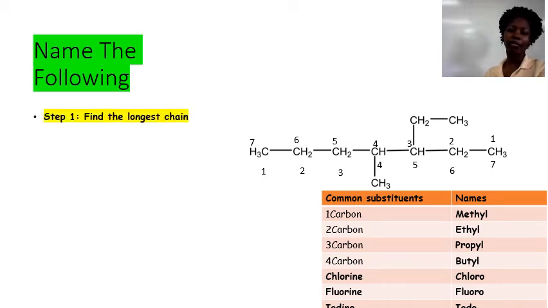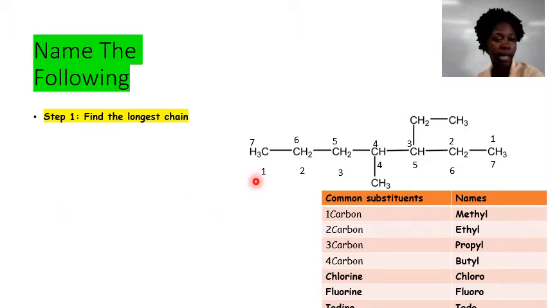So now we have one that's a bit more tricky to name, but of course we still follow our rules, and our first step is always to find the longest chain. So go right ahead and look for the longest chain. Okay, if you would have said and identified this as being the longest chain, then you would be correct.